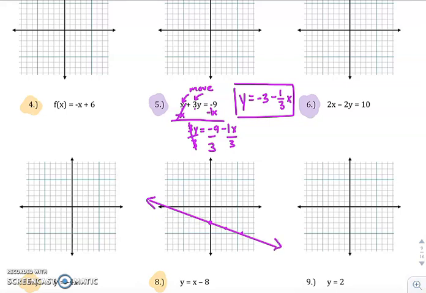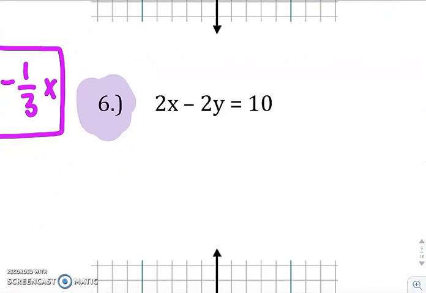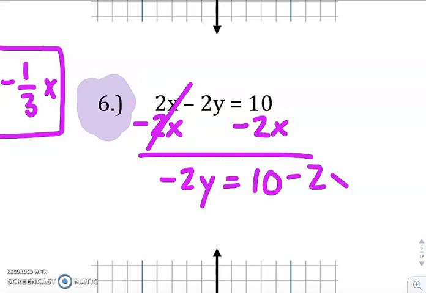So let's do number 6. 2x minus 2y equals 10. So same thing, we're trying to get the y term. So we need to move the 2x first. So it is a positive 2x, so subtract it. Do not make it 8 on the right side there. So -2y equals 10 minus 2x.